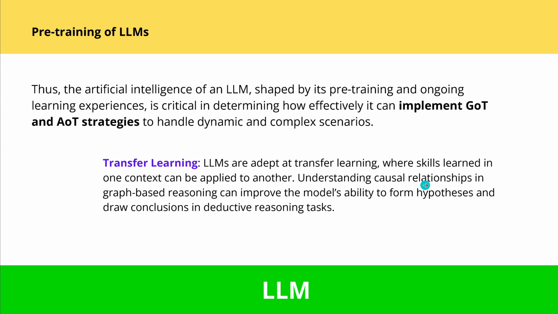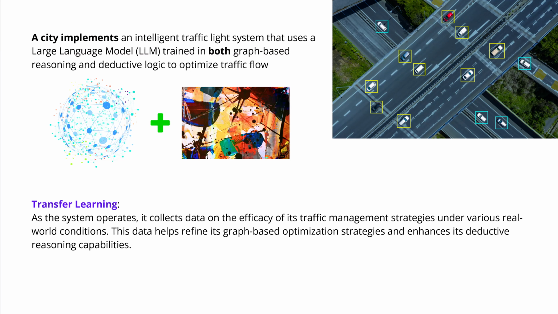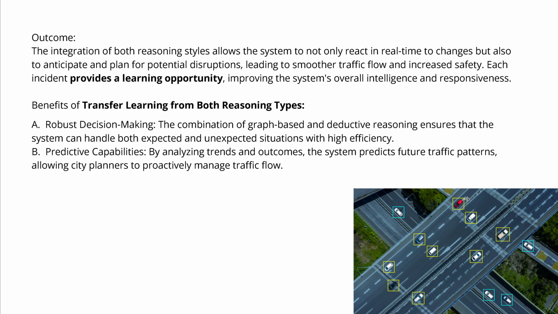And understanding the causal relationships in graph-based reasoning can improve the model's ability to form hypotheses and draw conclusions in deductive reasoning tasks. And this is why we do this. We want to have the benefit of both systems, of both methodologies. So at first, if we go for this transfer learning, we have to make sure that the incoming data are standardized, that this data stream is coming in perfectly to our system. And the first question is, do we have separate databases for the graph system and for the abstract logic? Or how do we deal with incoming data streams?